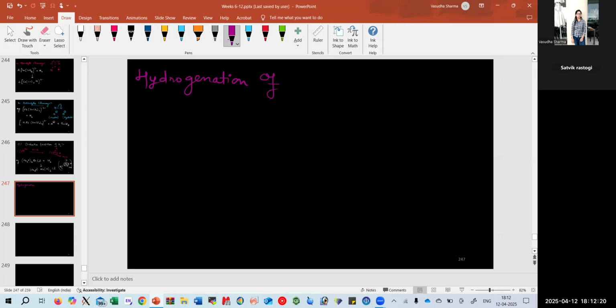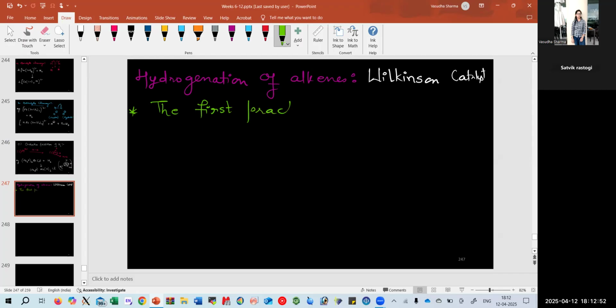Now let's start with the process, which is hydrogenation of alkenes. When we are talking about hydrogenation of alkenes, generally we are talking about the catalyst also. So here we are talking about Wilkinson catalyst. The name is important. Sometimes just the name is given and there you need to define what is what. So Wilkinson catalyst. Now there are certain features that we need to keep in mind. Firstly, the first practical application of homogeneous hydrogenation catalysis.